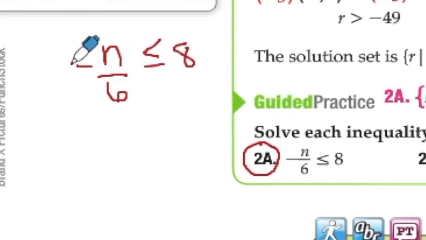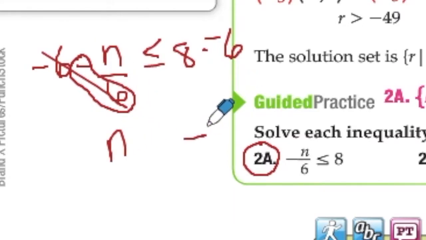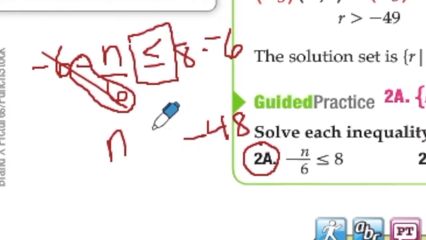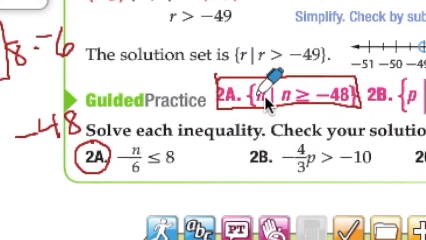So to isolate the variable, I need to get rid of negative 6 here. So if I multiply by negative 6 on both sides, I can isolate the variable on the left, leaving n. On the right side, negative 48 is the product of 8 and negative 6. Because I multiplied by a negative number, I'm going to flip that inequality symbol around to get n is greater than or equal to negative 48. And notice right there it says that the solution set is n such that n is greater than or equal to negative 48.